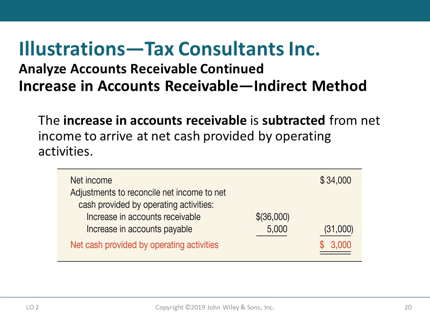Therefore, the increase in accounts receivable is subtracted from net income to arrive at net cash provided by operating activities. As here we see, we start with net income as shown in the income statement, $34,000, and we adjust it by subtracting the increase in accounts receivable, $36,000. Also, we add the increase in accounts payable, as we will see later.